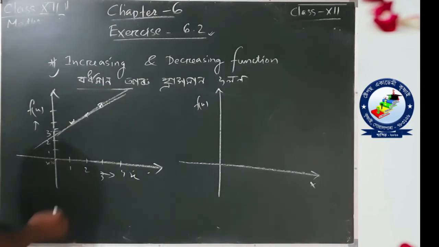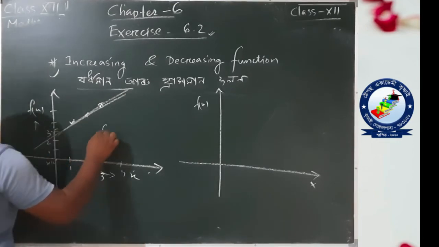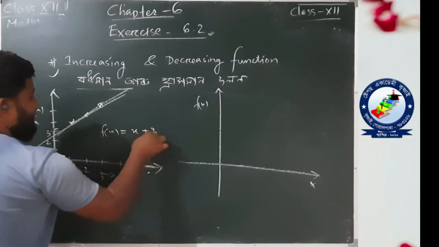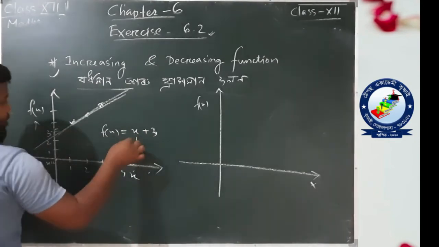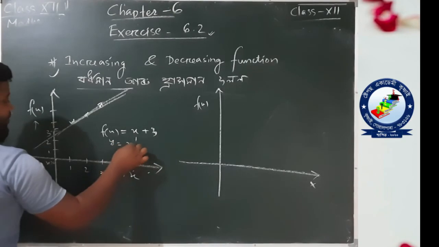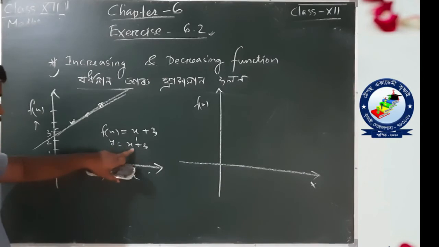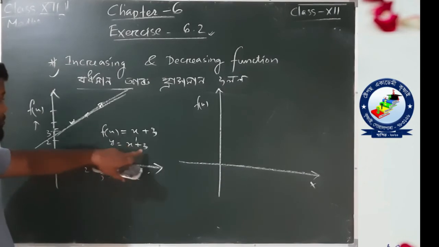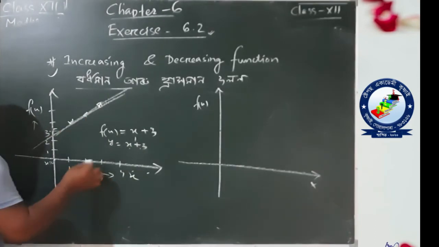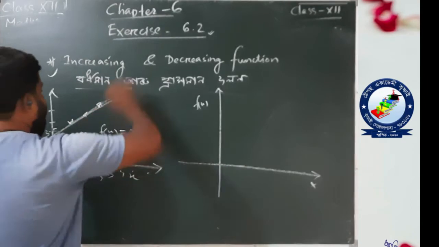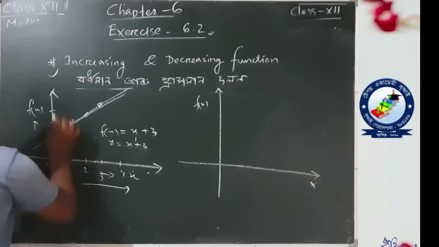As the value of x increases, the value of y, that is f(x), also increases. So what is f(x)? Suppose f(x) equal to x plus 3. When x is 0, y is 3. When x is 1, y is 4, when x is 2, y is 5, and so on. So as x increases, y also increases. When x is increasing, y is also increasing.